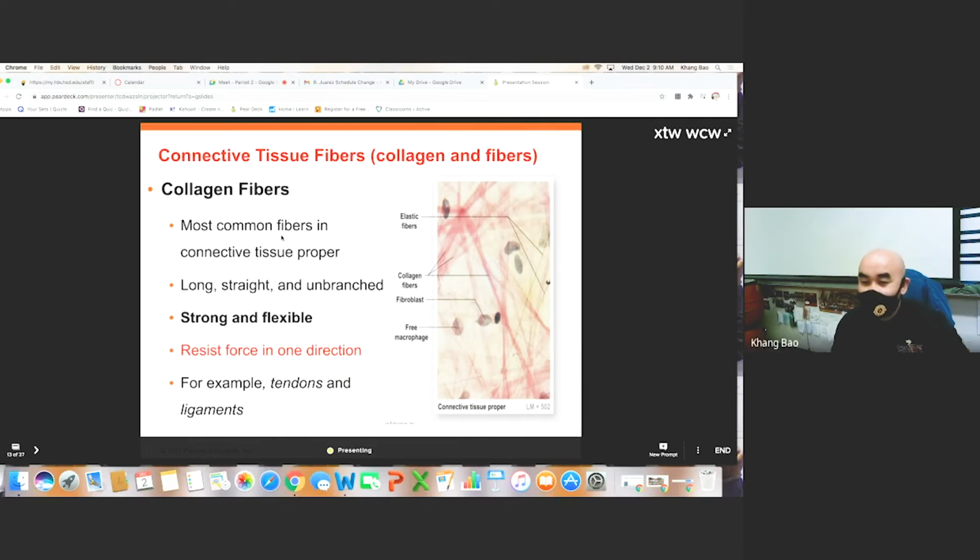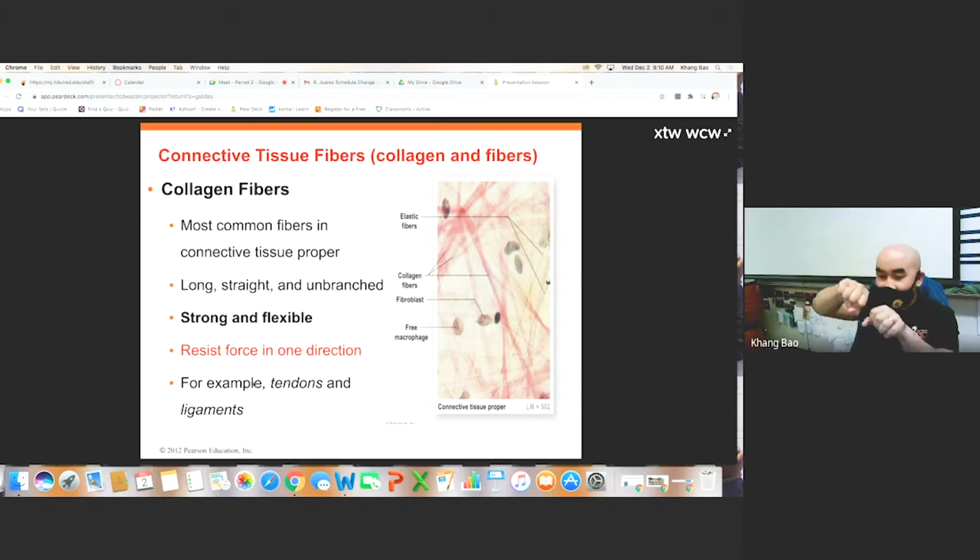Collagen fiber, what do they do? Well, I kind of highlighted things for you. Their job is to be flexible and strong to hold your connective tissue together. They resist force in one direction. All right. For example, tendon and ligament contain a lot of collagen fiber, right? We know tendon connects your muscle to the bone. Ligament is bone to bone, right? And they have a lot of collagen because they're able to resist force in one direction. Think of it like a band, like a rope.